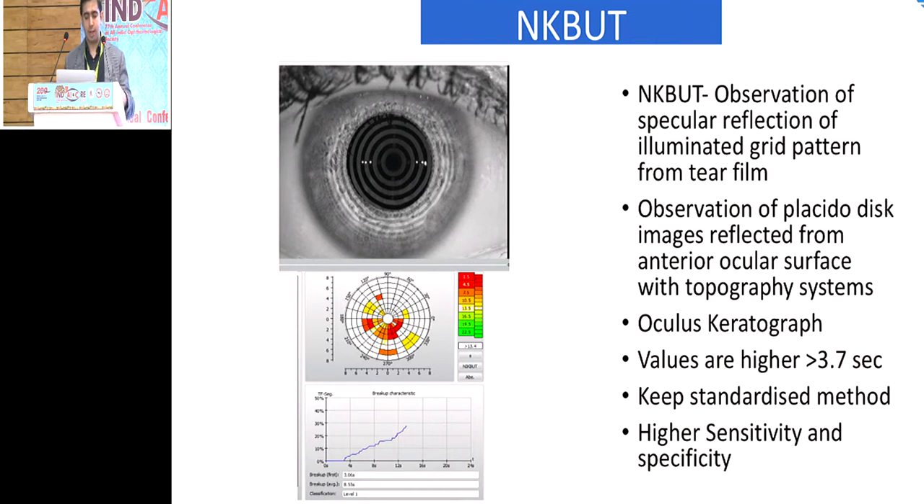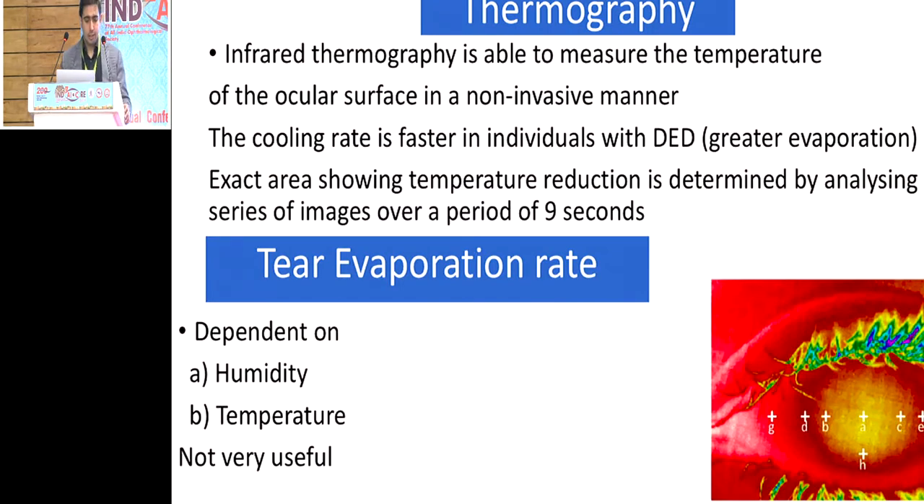Values are higher than the non-contact TBUT by 3.7 seconds. So you have to kind of keep that in mind. Again, standardized technique is important, and studies have shown that this has a higher sensitivity and specificity compared to the normal TBUT.